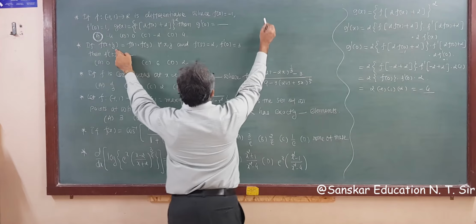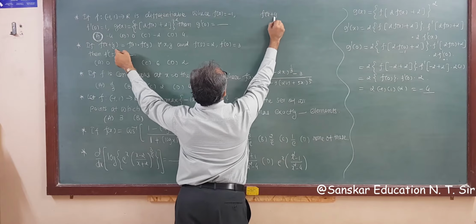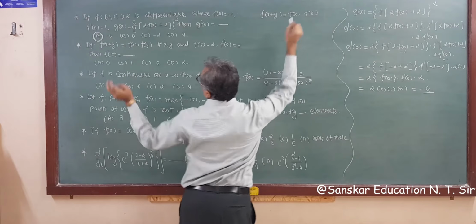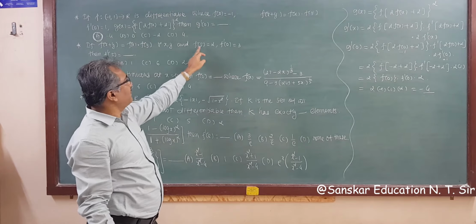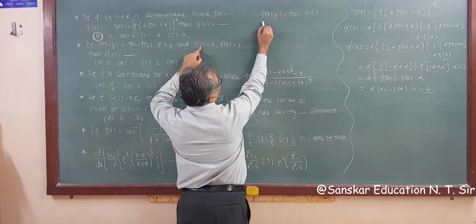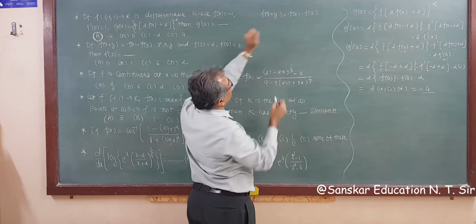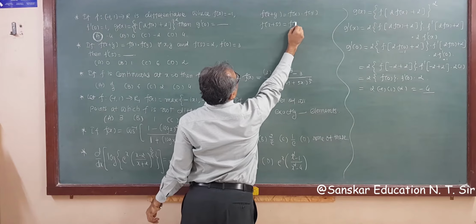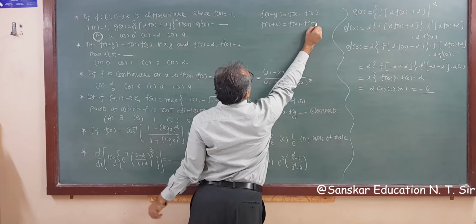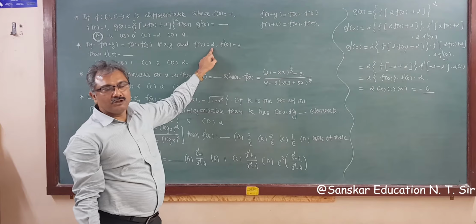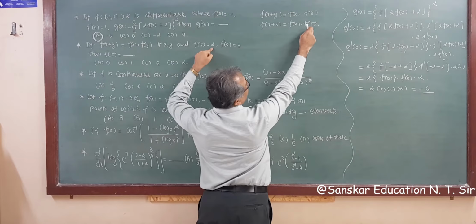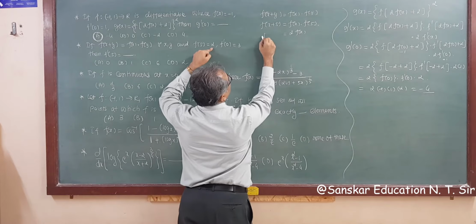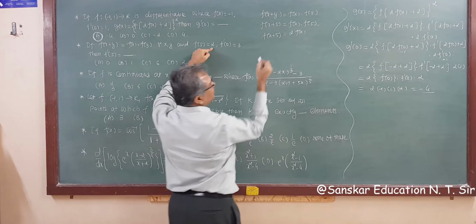What do we get here? See, this is given: f of x plus y is equal to f(x) into f(y). Now we need f dash 5 and also the value of f(5) is given. So can I take y is equal to 5? So this is f of x plus 5 is equal to f of x into f of 5. But f of 5 is given 2. So substituting f(5) is 2 here, what we get? 2 times f of x. So this is your f of x plus 5.